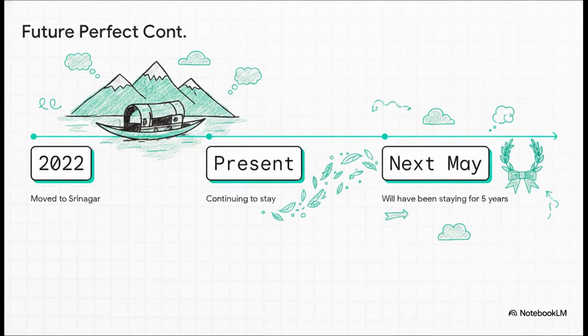Let's see how this builds in a real-world scenario. The future perfect continuous measures duration up to a future deadline. Imagine you moved to Srinagar back in 2022. You're still living there today, and looking ahead to next May, you want to express that total continuous duration. You use our massive formula to say they will have been staying in Srinagar for 5 years by next May. It's incredibly precise, isn't it?